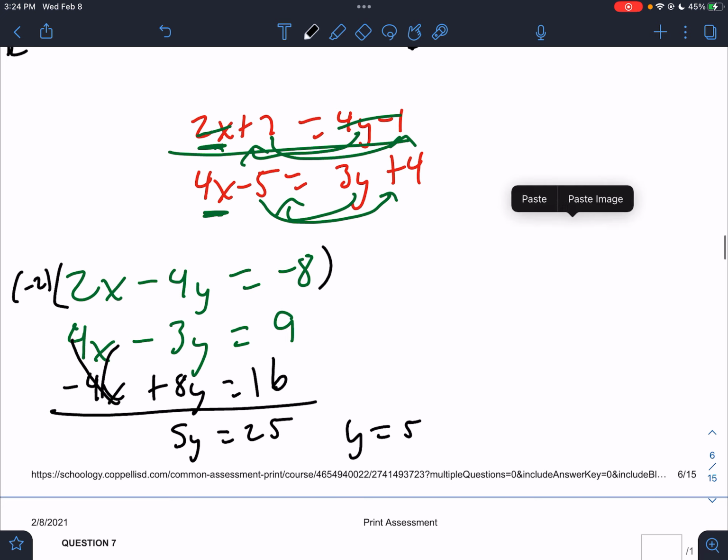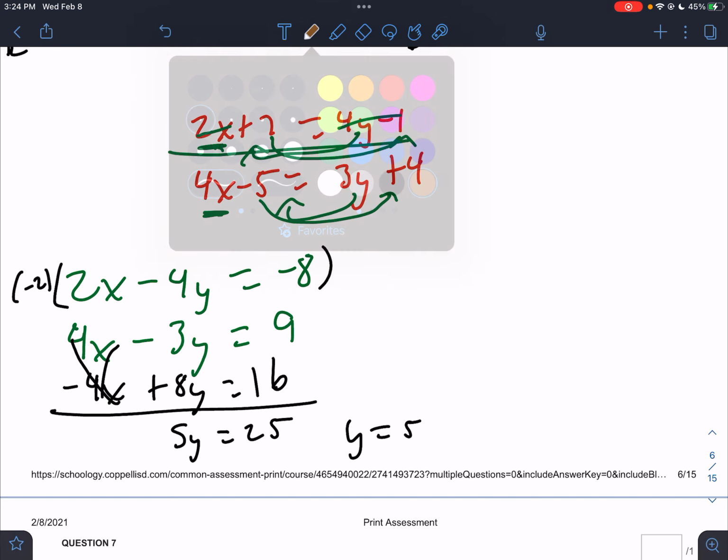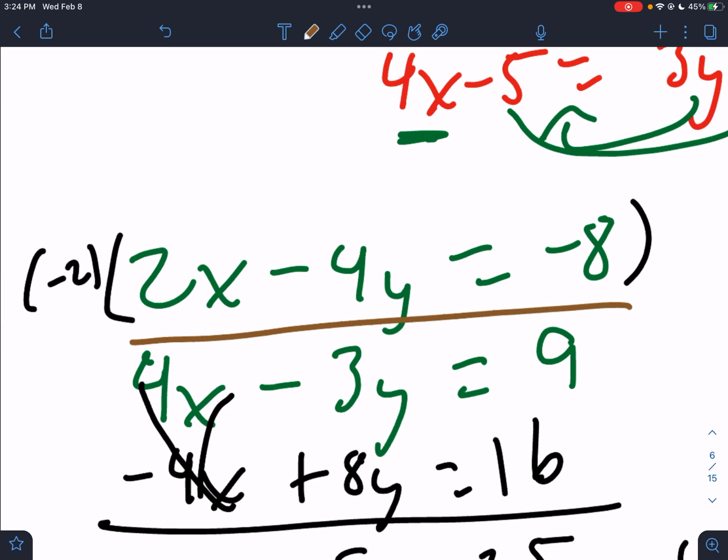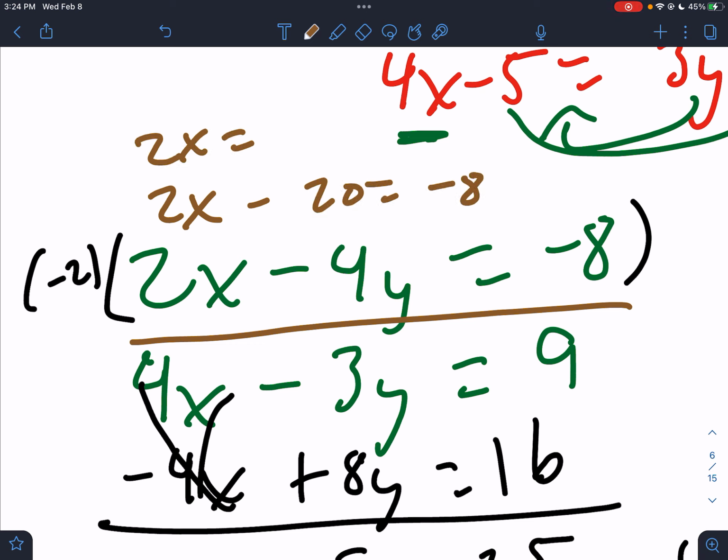Once I know y equals 5, I can go back up here, and it doesn't matter. I'll pick this equation. I plug in 5 for y, and you'd have 2x. 4 times 5 would be 20. So add 20, you'd get 2x equals 12, x equals 6.